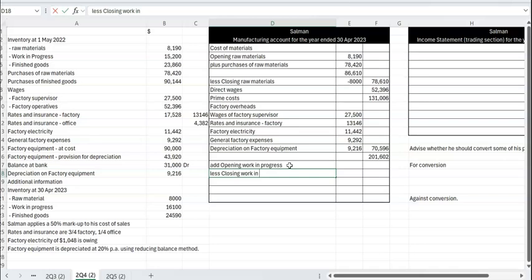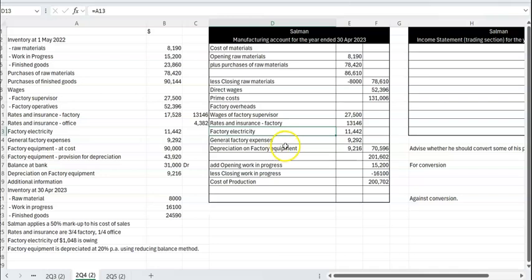So work in progress is stuff that you're working on but haven't finished yet. So opening work in progress and closing work in progress, make sure that's negative. And so we're just adding from that total cost and the two work in progress. And we call that cost of production. Basically the cost of the factory.